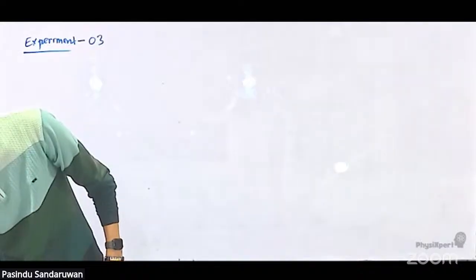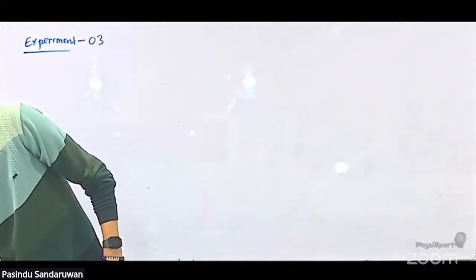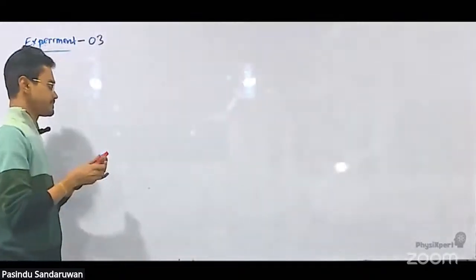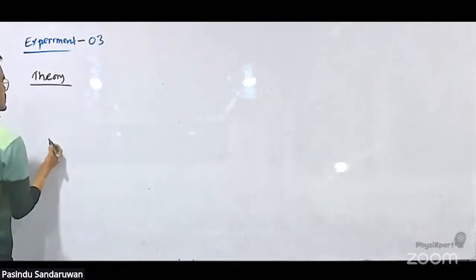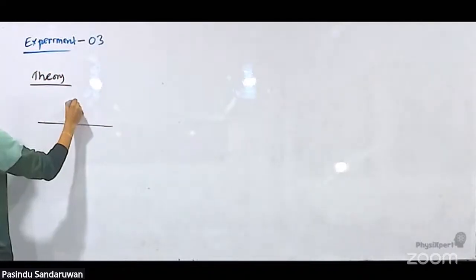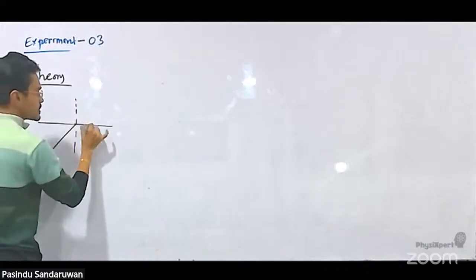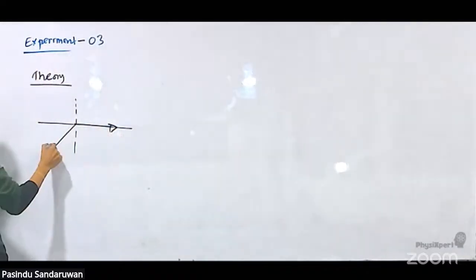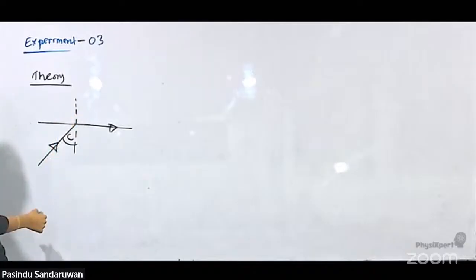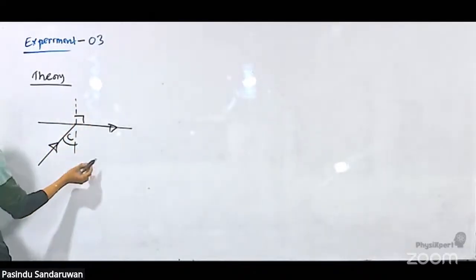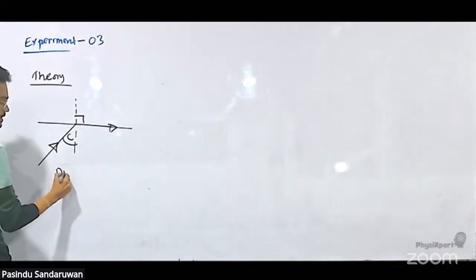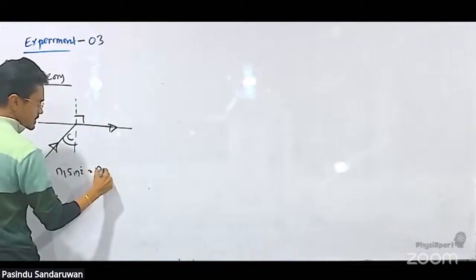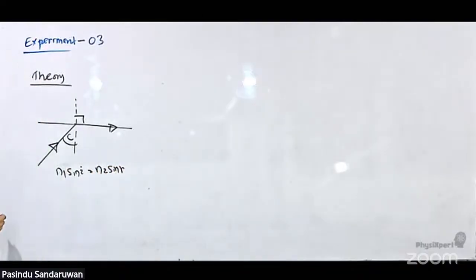Listen. This is a theory. We know if the critical angle occurs, when light ray grazes through the interface, say this is the critical angle, this becomes 90. Apply Snell's law here: n1 sin i equals n2 sin r.